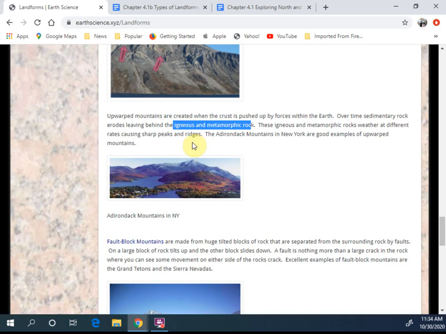And because igneous rocks and metamorphic rocks weather differently, they are stronger and they have more ability to push through that crust, causing it to fracture rather than itself. And when it reaches the surface and creates a mountain out of it, it doesn't weather as fast. That's why the Appalachians are still there. This is a picture of the Adirondack Mountains in New York. It is an upward mountain.